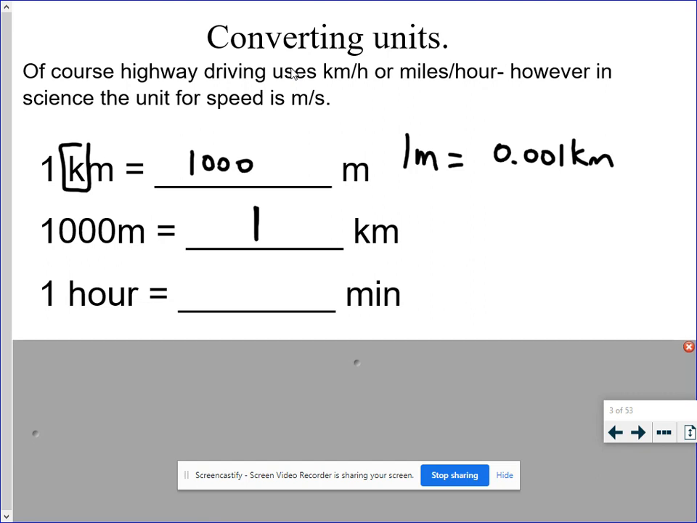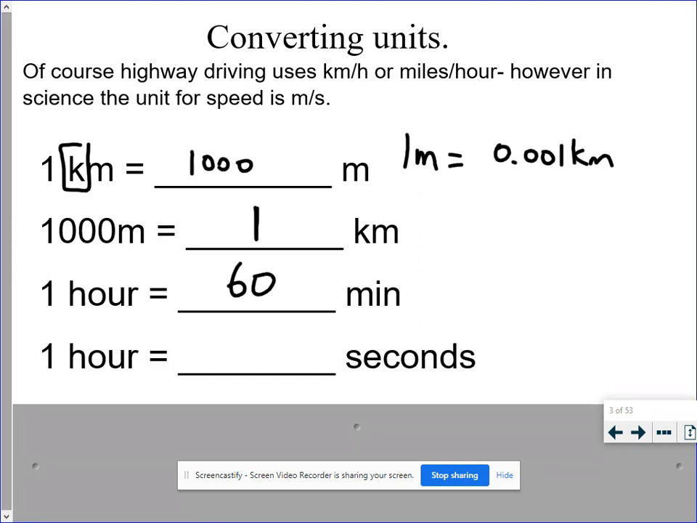How many hours are there in a minute? Have you ever thought about that? Well, if you're in my Science 20 class, the amount of hours that are in a minute is 10 billion because it goes so slow. Actually, no, it's 60 minutes. There's 60 minutes in 1 hour.